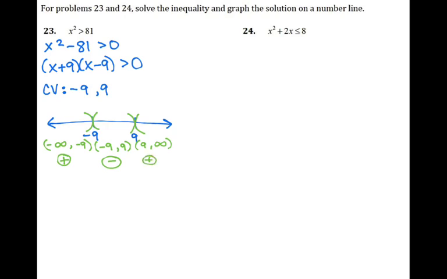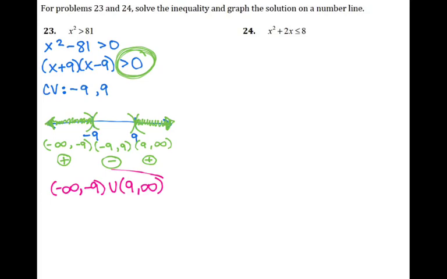Now your final answer goes back to looking at this inequality. So my inequality says that it has to be greater than 0. Well, what does it mean to be greater than 0? Greater than 0 means that it is positive. So I have two intervals that ended up being positive. That was this one, going from -infinity to -9, as well as this one, going from 9 to infinity. So my final answer is the graph, as well as writing my intervals. So -infinity to -9 and 9 to infinity.